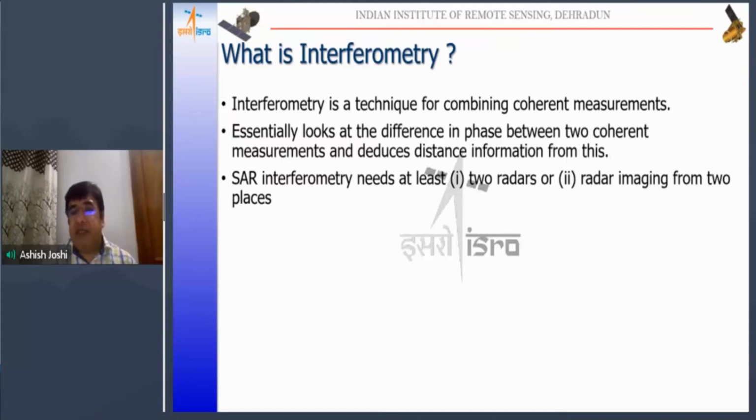Basically, SAR measures both amplitude and phase. By having the information of the phase, we will see how different applications can be used. The first application of using the phase is SAR interferometry, and another application is SAR polarimetry. In this webinar series, we will see the aspects of SAR interferometry. SAR interferometry needs at least two radars or radar images from two different places. Normally, interferometry deals with combining the coherent measurements and it will take the phase.